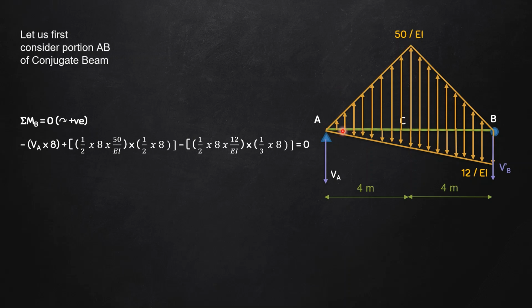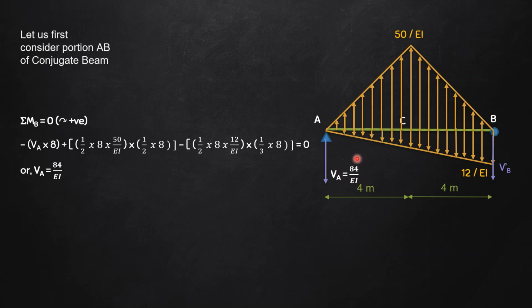Now for the lower part, this is again in the anti-clockwise direction, so therefore this is minus half into base into height, that is half into 8 into 12 divided by EI, multiplied by the CG of this triangle, which will be one-third of base, that is one-third of 8, equals 0. If you solve this, you will get VA equals 84 divided by EI, and since this has come out to be positive, my chosen direction is correct. So I can directly write here 84 divided by EI.